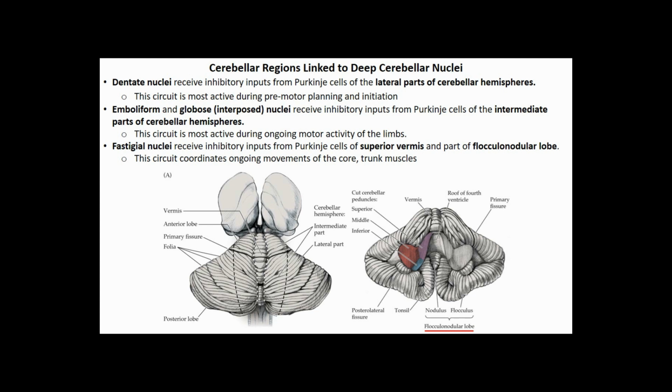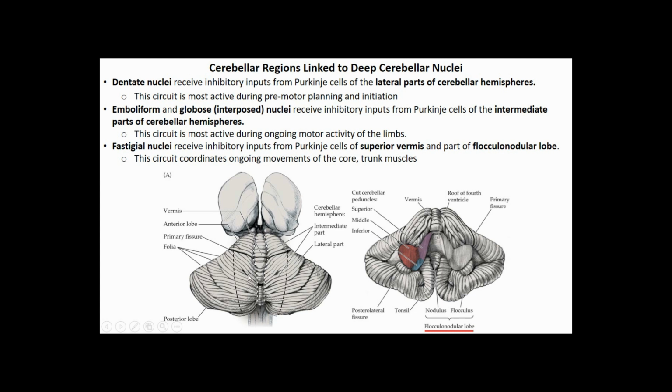The interposed nuclei, that's the umbiliform and globose put together, receive their Purkinje cell inhibitory signals from the intermediate part of the cerebellar hemisphere. So right here, this is the part projecting to those interposed nuclei. This circuit is involved mostly when we have ongoing motor activity of the limbs, and it's going to help us make those motions of the limbs, the upper limb and lower limb, smooth and coordinated.